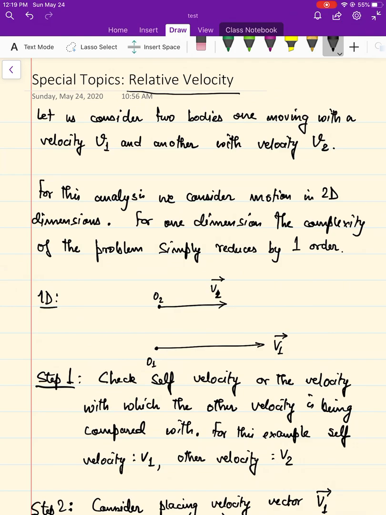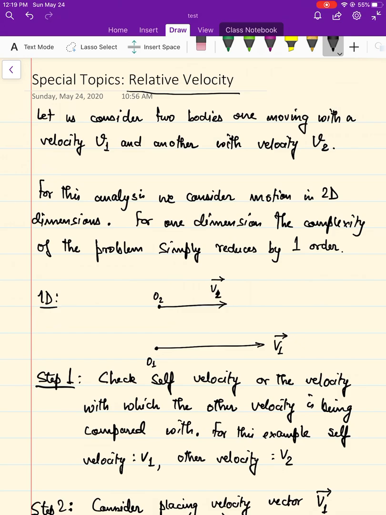If I consider a vector in one dimension, that can be a scalar, and the problem reduces by one order, and that is simply basic algebra. But then when we go into higher complexities and higher dimensions, we see that this analysis is highly useful.